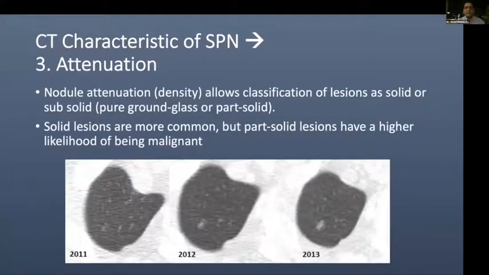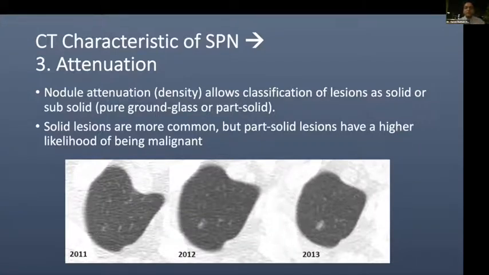Another thing, the third thing I said, is attenuation. Like I mentioned earlier, it's about whether it's a GGO, a purely solid lesion, or a part solid lesion. This is very important because on follow-up, GGOs and part solid GGOs are actually the most important to follow up.